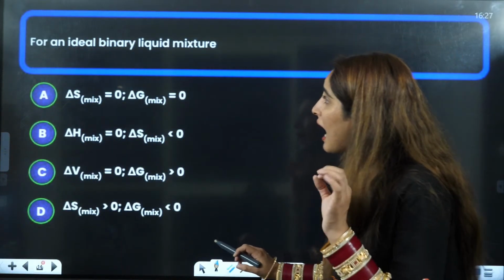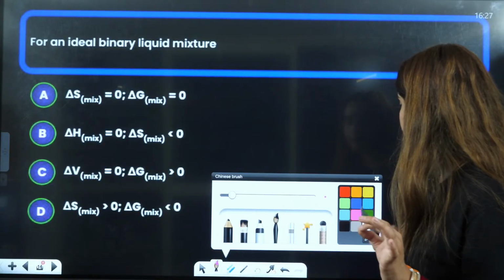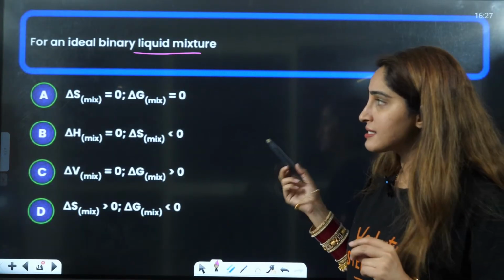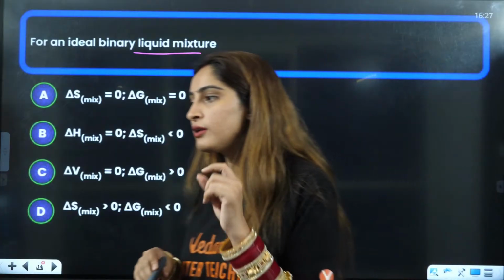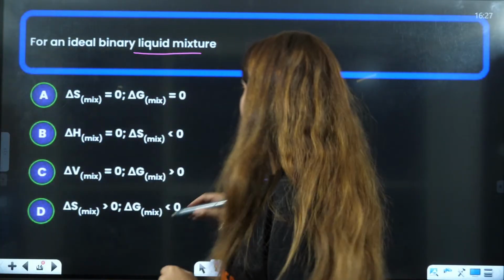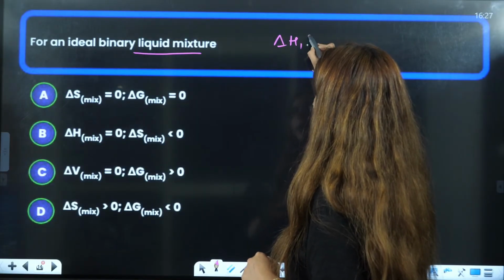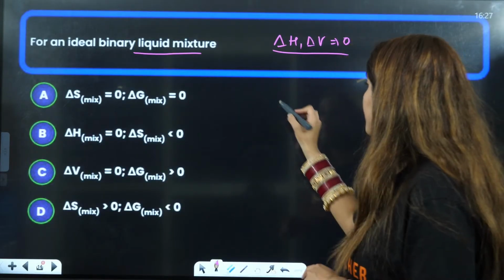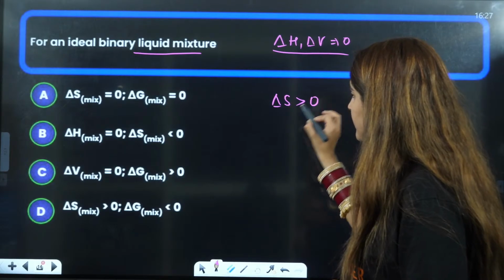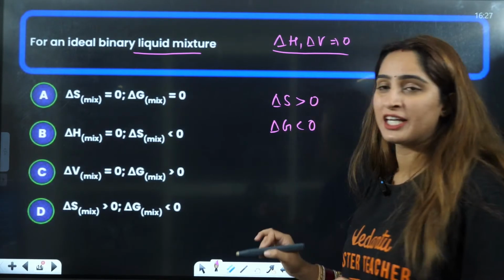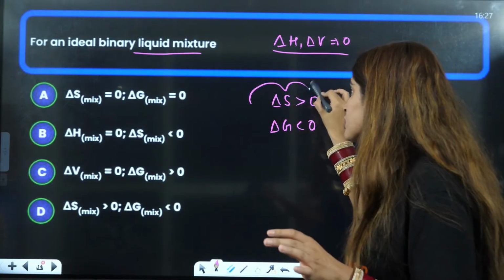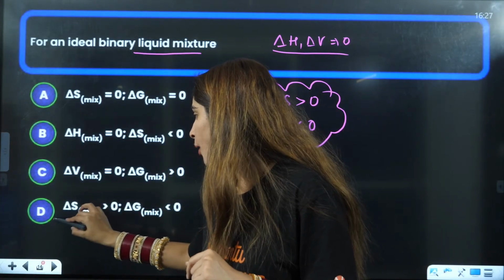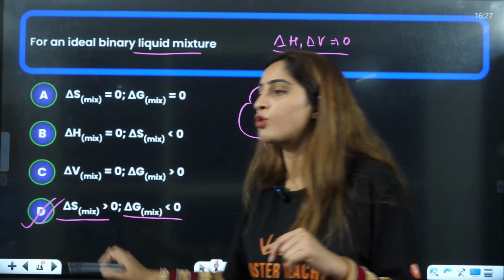Next is, for an ideal binary liquid solution, they are asking you delta S and delta G. Now listen to me very, very carefully: for an ideal solution, delta H mix and delta V mix are equal to 0. But delta S is always increasing. Delta G should always be negative. It doesn't matter whether it's an ideal solution or a non-ideal solution. So always, entropy should always increase, and Gibbs free energy should always decrease.